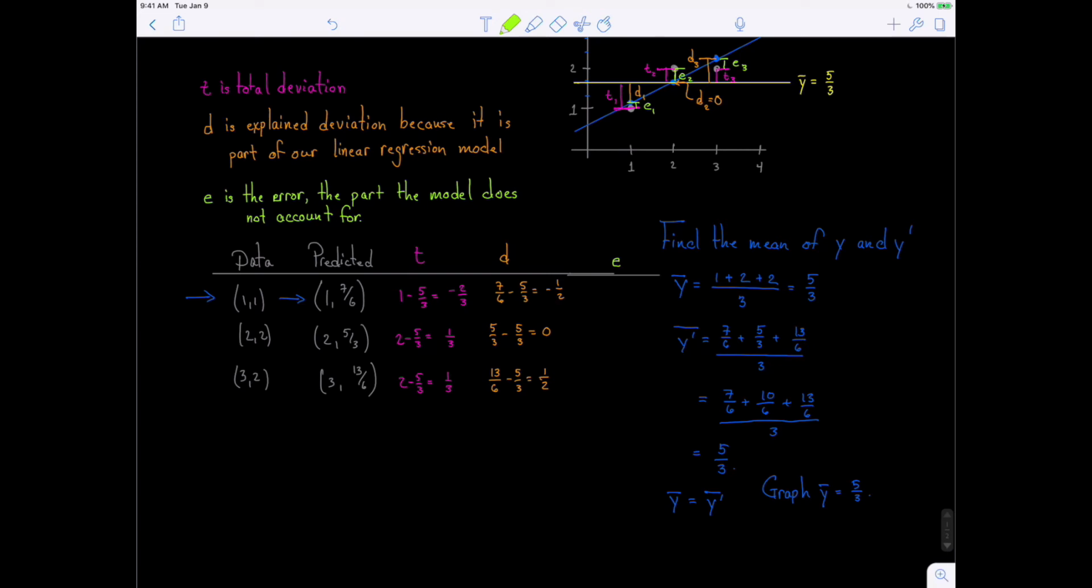So the errors are the distance between the actual data minus the predicted value. So our actual was 1 and our predicted value was 7/6. So that's going to give us a value of minus a sixth. And then the next one, our actual data was 2 and our predicted was 5/3. So that is going to give us 1/3. And then the last one, our actual was 2, but we predicted 13/6, and so that's going to be a minus 1/6.